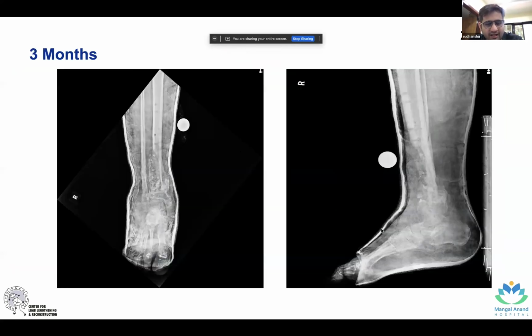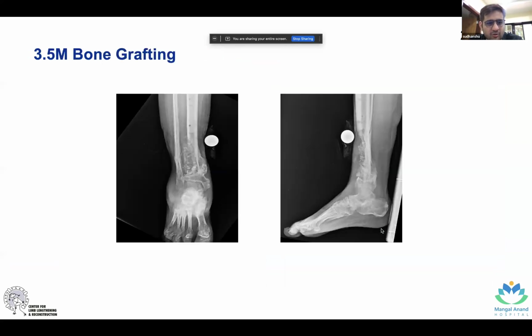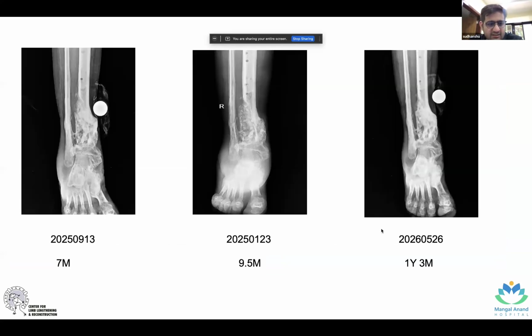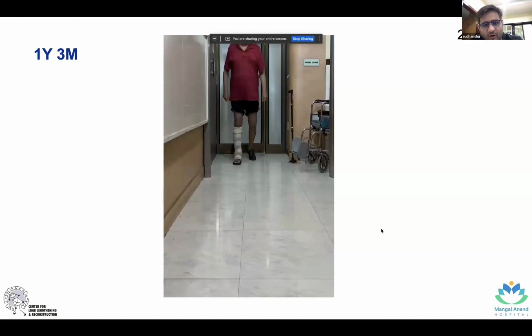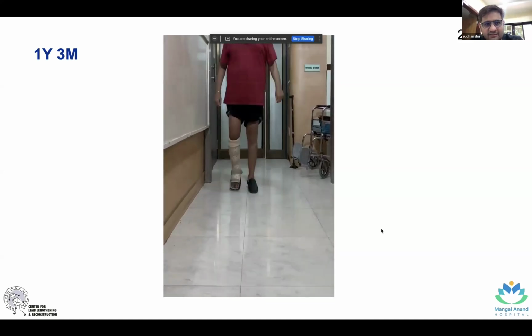And we decided to put on a cast for 2 weeks, and the patient was again walking. After 2 weeks, the cast was removed and the patient was walking with the brace. These are the follow-up X-rays at 7 months, 9.5 months, and 1 year 3 months, showing good healing. And these are the lateral views showing the same. And this is the patient walking with the brace at 1 year and 3 months.